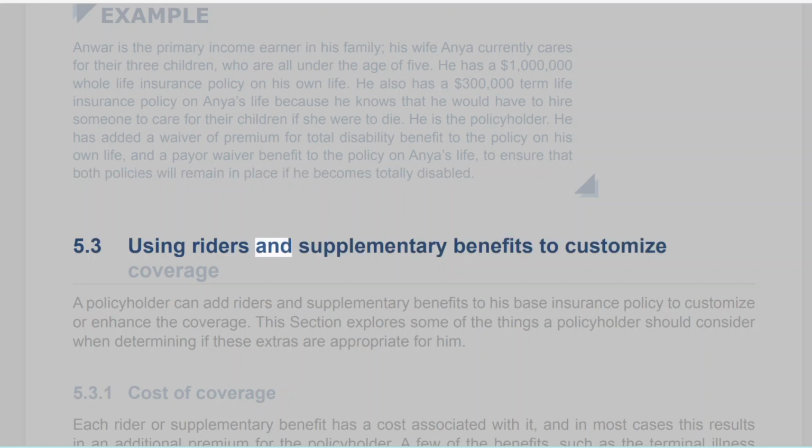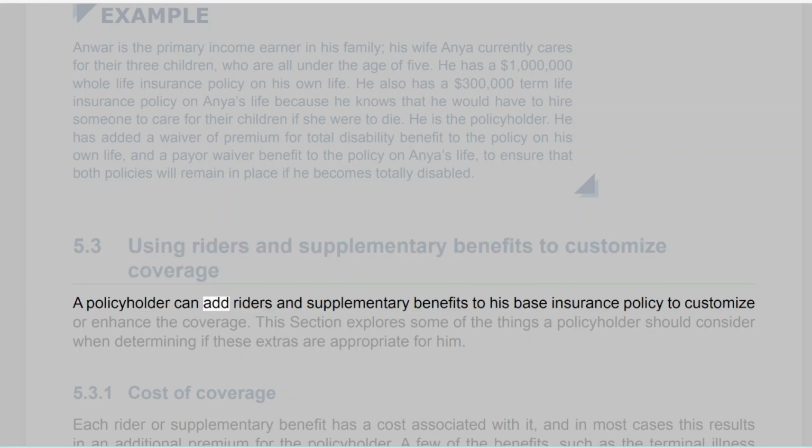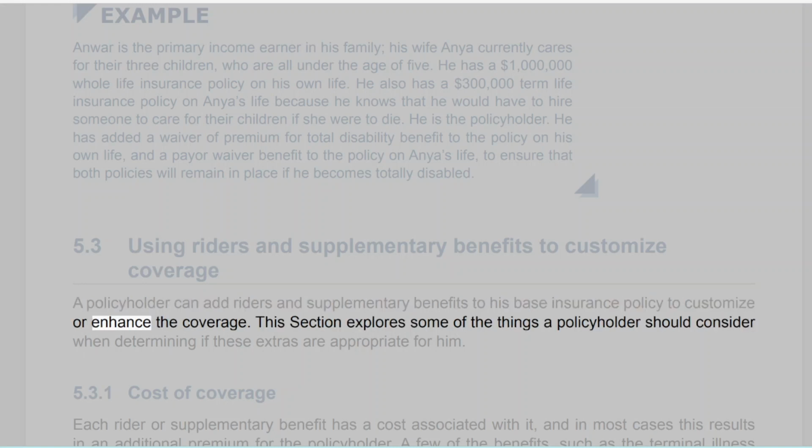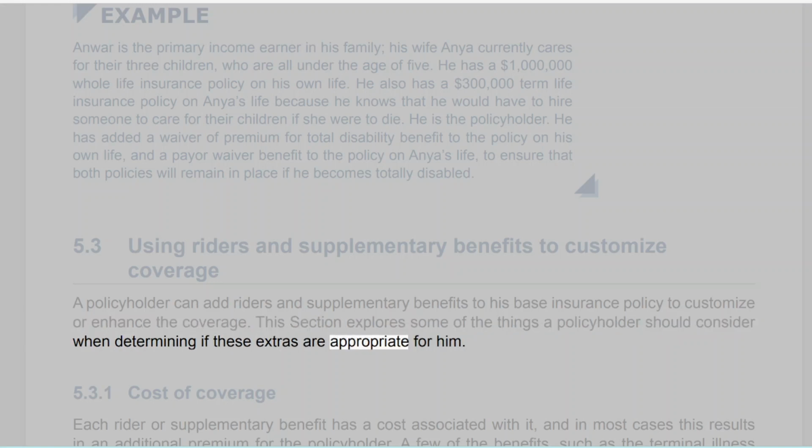5.3 Using riders and supplementary benefits to customize coverage. A policyholder can add riders and supplementary benefits to his base insurance policy to customize or enhance the coverage. This section explores some of the things a policyholder should consider when determining if these extras are appropriate for him.